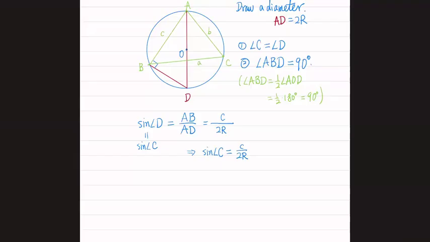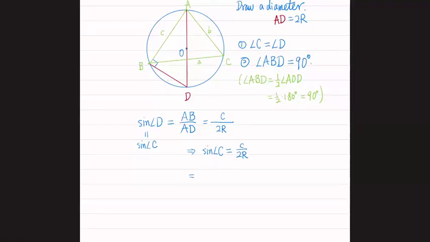Now if we divide both sides by c, we get 1 over... I want to leave some space... sine angle c. Make it smaller, in lowercase letter.